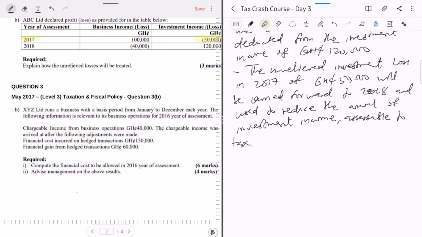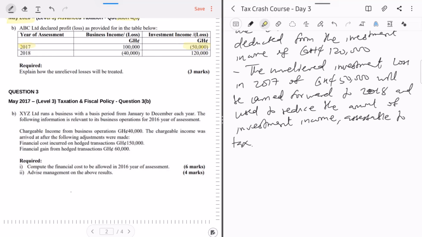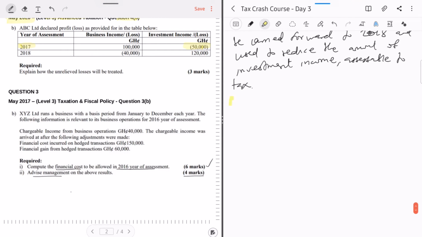Once again, it talks about the limit on deduction of finance cost or financial cost. So here, what do we need to know? They are saying in this question that the requirement is: compute the financial cost to be allowed in the 2016 year of assessment. This is for 6 marks. And then advise management on the above results for 4 marks. Okay. So this is question 3.